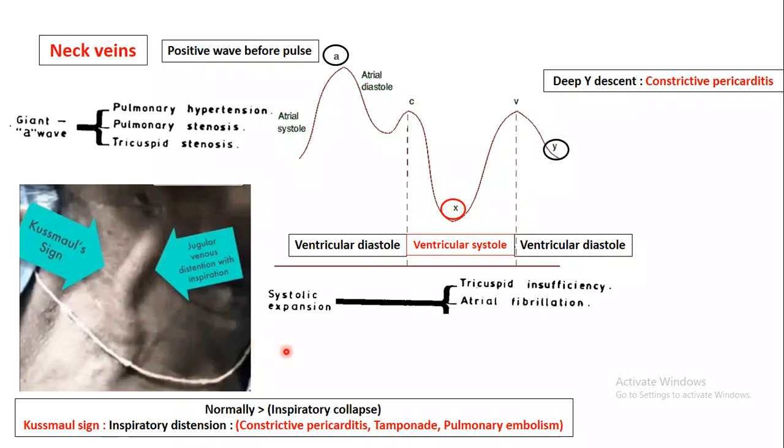So to summarize what we said, first thing is looking at the jugular venous pressure at 45 degrees. If it is elevated more than 3 centimeters, then we call it raised jugular venous pressure. The second thing is commenting on the waveform. The most important thing is whether the patient has systolic collapse or systolic expansion. If he has abnormal systolic expansion of the neck vein, this might be caused by tricuspid regurgitation or atrial fibrillation. And the third comment is after asking the patient to take deep inspiration: is there inspiratory collapse, which is normal, or does the patient have inspiratory expansion of neck veins, which is called Kussmaul sign, that occurs in patients with constrictive pericarditis, tamponade, or pulmonary embolism.